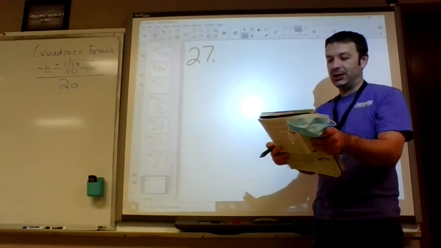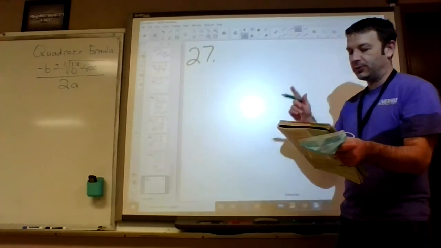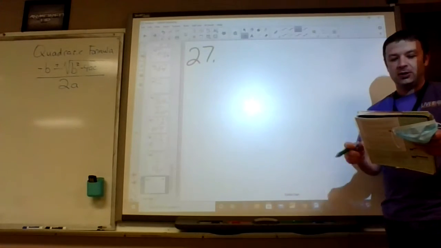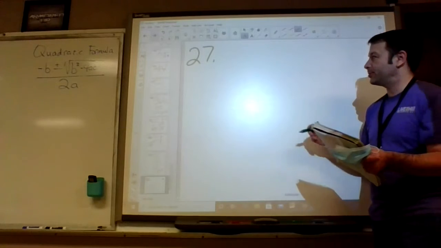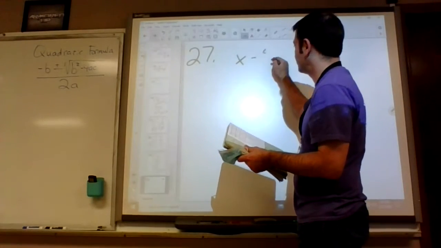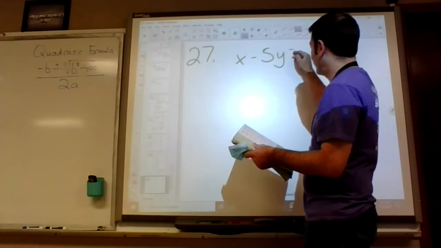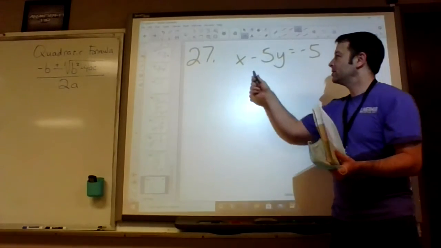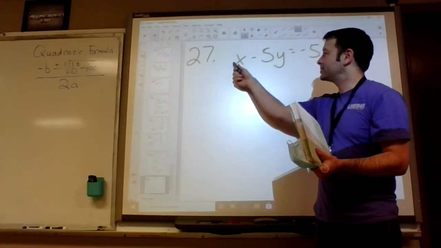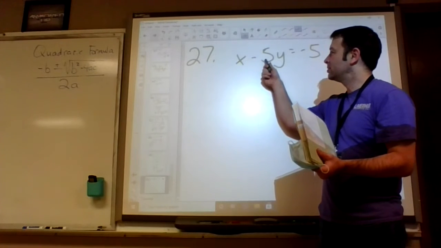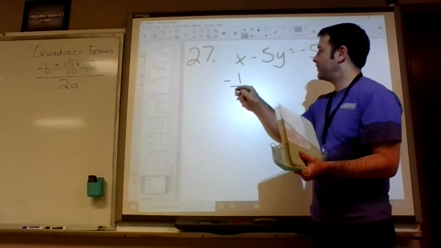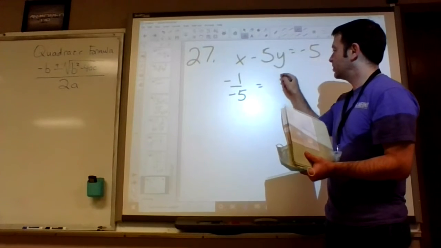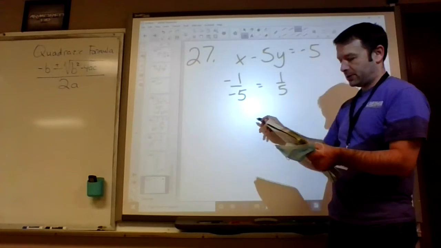On 27, let's start with the top equation, the top line. What is the slope of that top line going to be? By the way, to show your work, you would need to write the slope. 1 and negative 5. Slope is negative 1 over negative 5, which is 1/5.